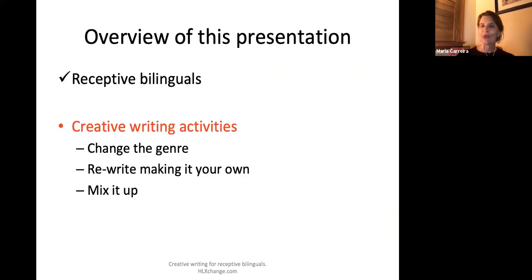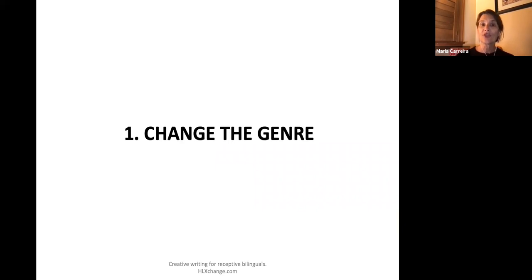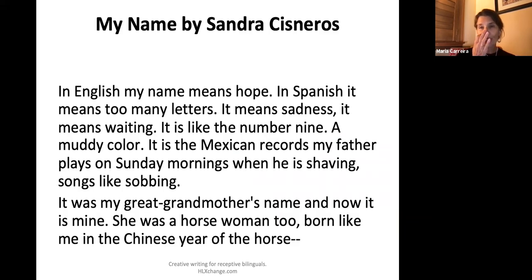So let's get to the activities. Let's start with change the genre. To illustrate how this activity works, I'm going to use the famous story by Sandra Cisneros, My Name. Now, I don't want this demonstration to go on for too long, so I'm giving you just a little piece of this story to show you how it works. And this little piece goes like this.